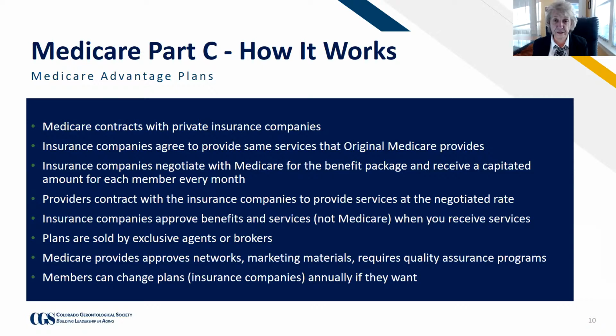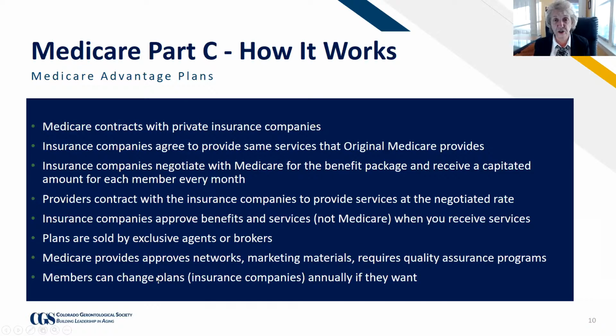The plans are usually sold either by exclusive agents who work for only one company or by brokers who work for multiple companies and will have multiple products that they can sell. Medicare does have a fairly extensive oversight role in the sense that they will approve the networks of different providers, they approve the marketing materials, and there are pretty extensive quality assurance programs that the companies are required to participate in to ensure that Medicare beneficiaries get services.